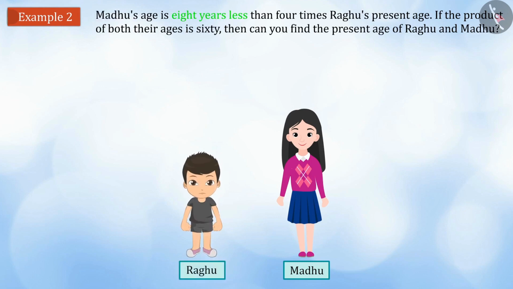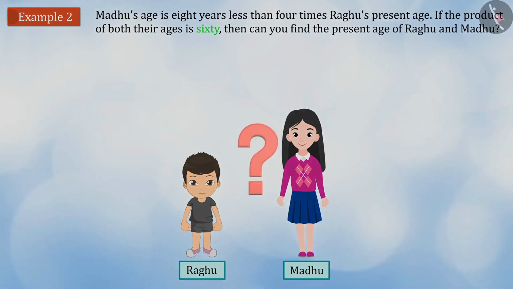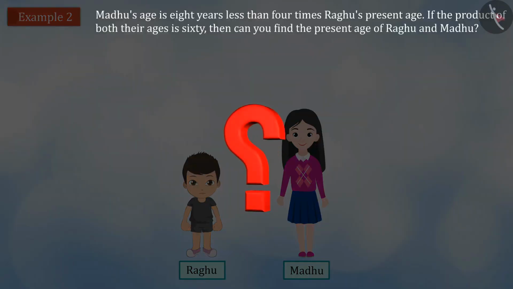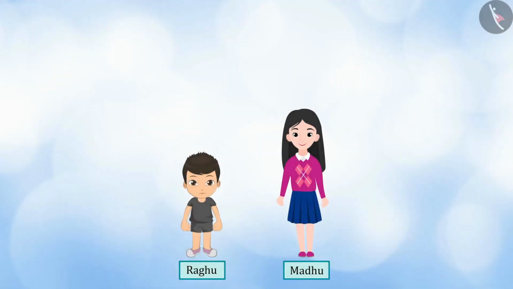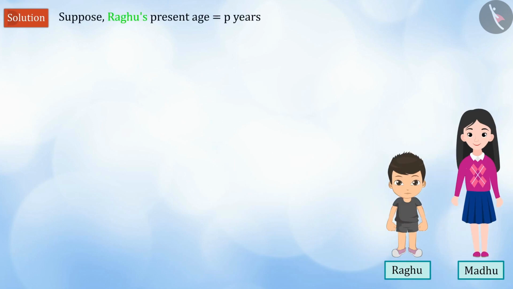Madhu's age is 8 years less than 4 times Raghu's present age. If the product of the ages is 60, then can you find the present age of Raghu and Madhu? Suppose Raghu's present age is equal to p years. According to the question, Madhu's age is 8 less than 4 times Raghu's present age. That is, Madhu's age will be equal to 4p minus 8 years.